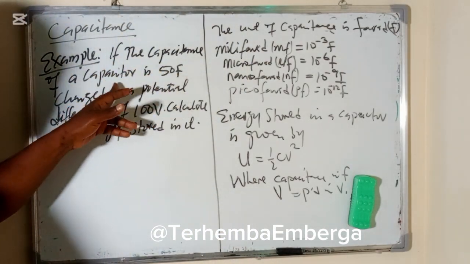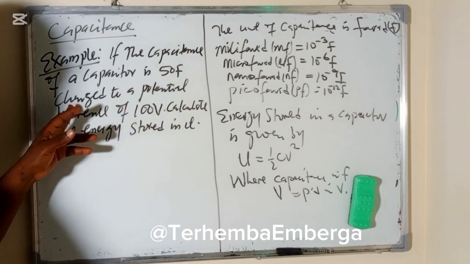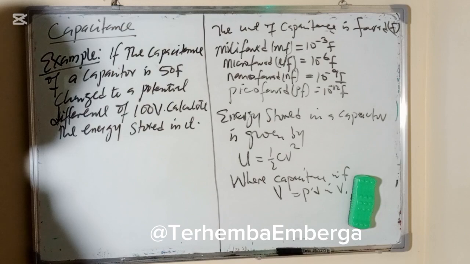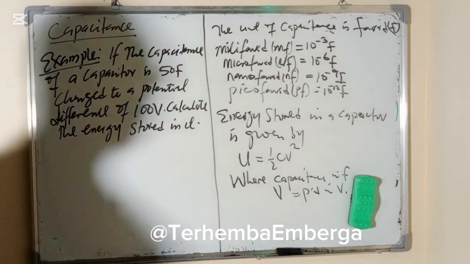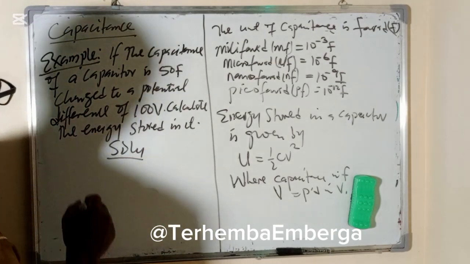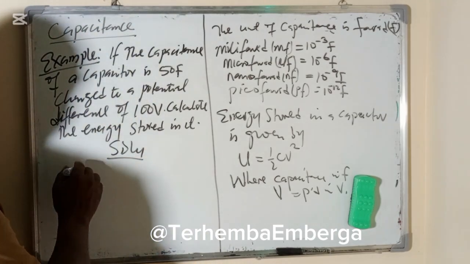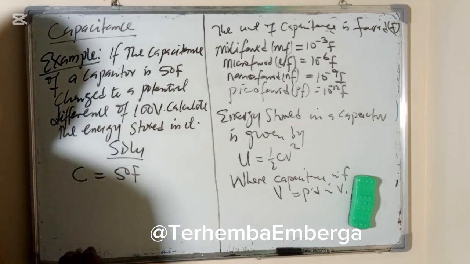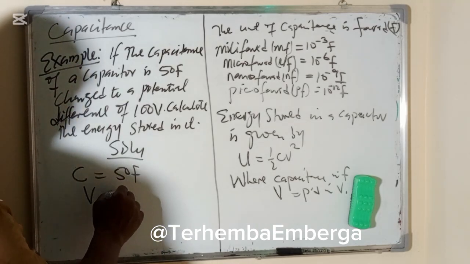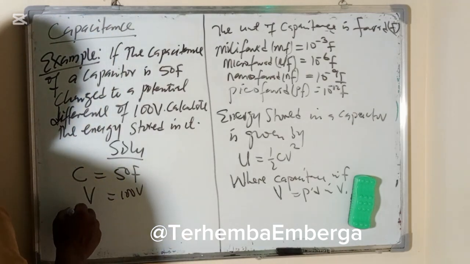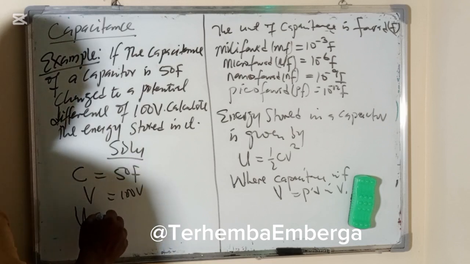If the capacitance of a capacitor is 50 farads, charged to potential difference of 100 volts, calculate the energy stored in it. So we need to write out the parameters. Capacitance is given as 50 farad and V is given as 100 volts. So the formula for the energy stored is U is equal to half CV squared.